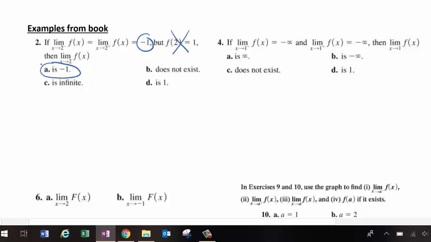Looking at number 4, the limit of f of x is equal to -infinity as I approach from the left and from the right. So therefore, it does exist because it matches. Again, remember, we're wanting the y value to approach the same value from the left and the right.